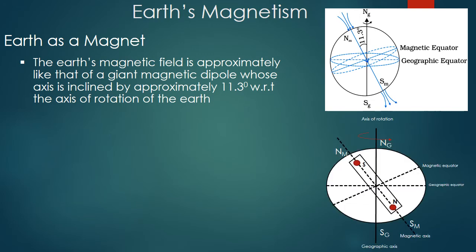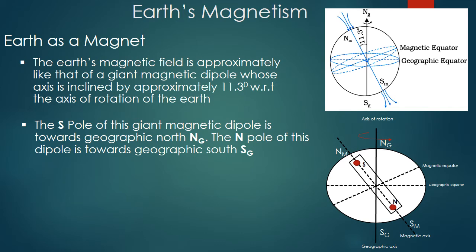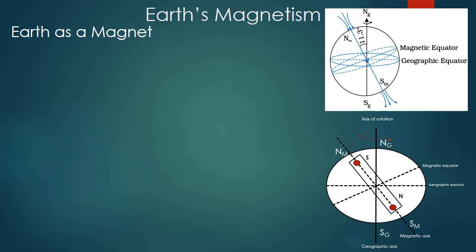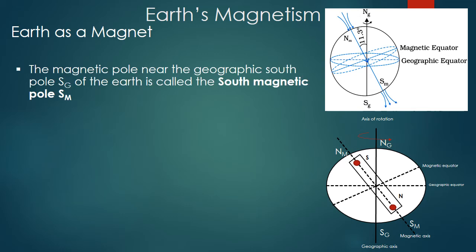For explaining the magnetism of Earth, we can assume a bar magnet inside the Earth. In the figure, you can see a bar magnet with north and south poles inside the Earth. But here, the important point is that the south pole of this bar magnet is towards the geographic north and the north pole of this bar magnet is towards geographic south. The magnetic pole near the geographic north pole we name the north magnetic pole. The magnetic pole near the geographic south pole we name the south magnetic pole.